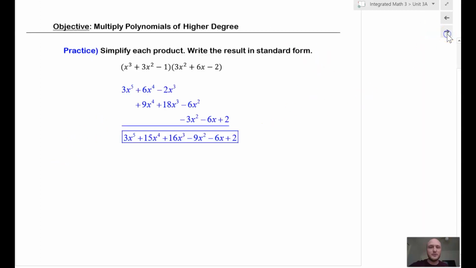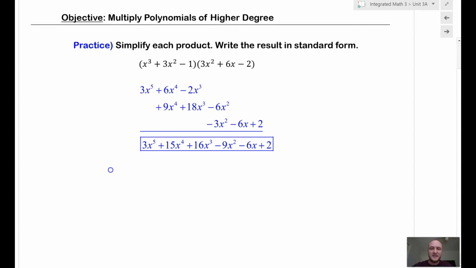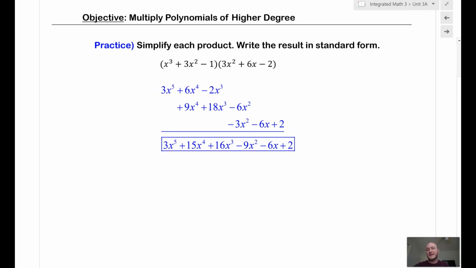Here is the solution. 3x to the 5th plus 15x to the 4th plus 16x cubed minus 9x squared minus 6x plus 2. Okay, and really check your notation. Make sure that your work is clean and consistent. I used to be the student in high school where I just had chicken scratch everywhere, and it wasn't lined up. And it took me until I was a math major in college to really line it up, and it just makes my work simple. Okay, and you avoid errors.